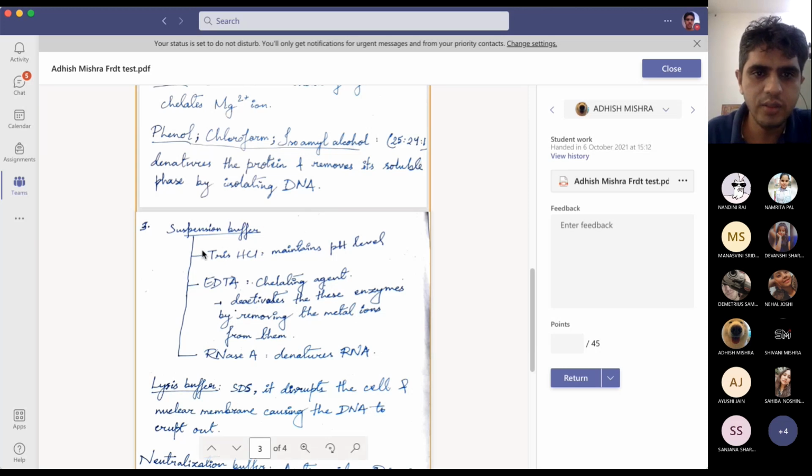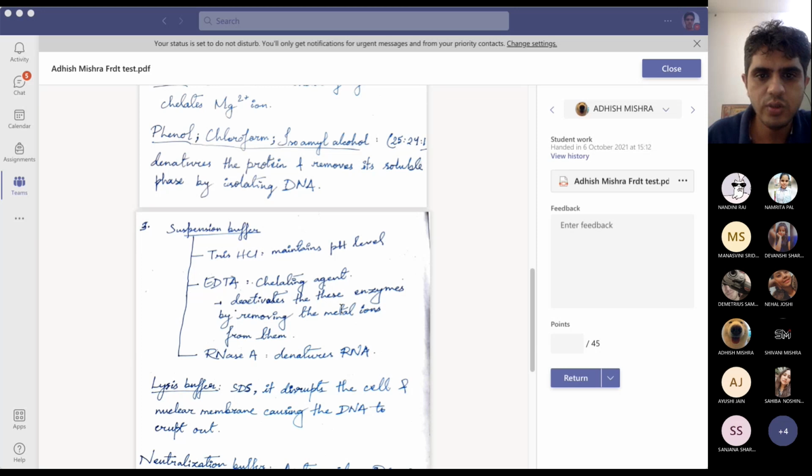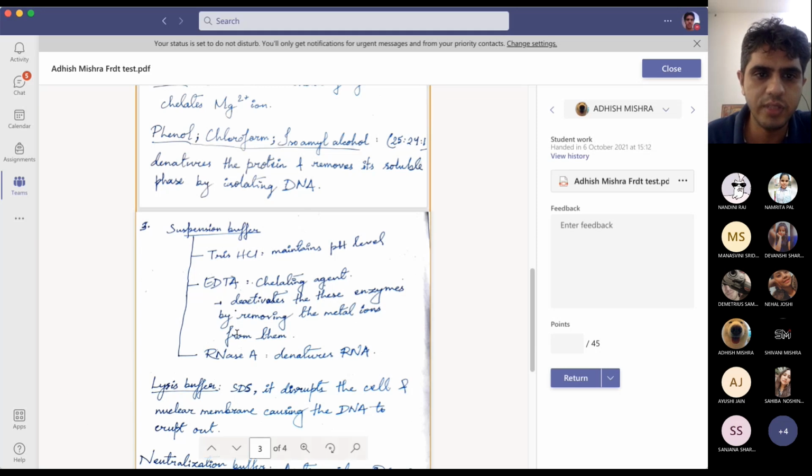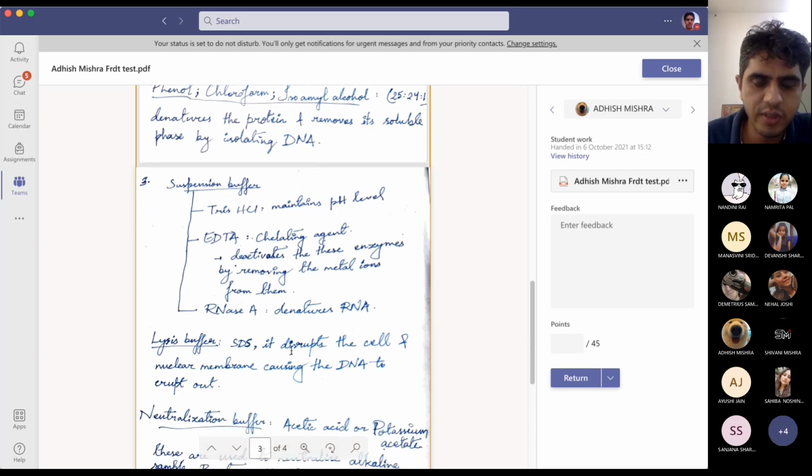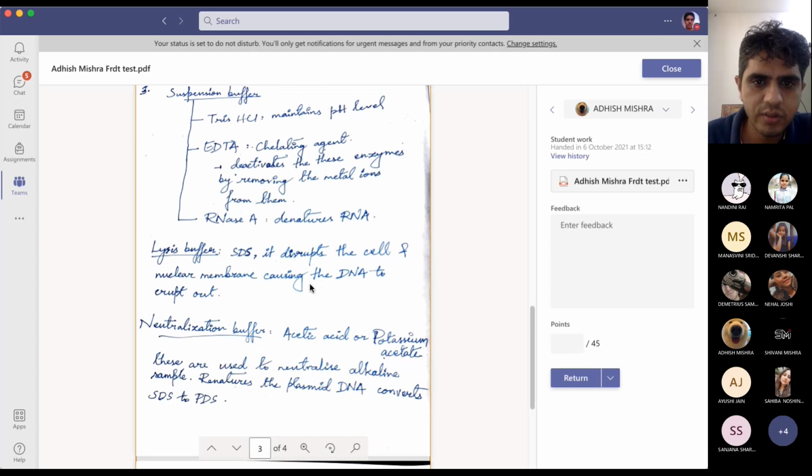Okay, so what is the third question? Question number 3 was: describe the role of different agents used in extraction of plasmid DNA. Suspension buffer: Tris-HCl maintains pH level, EDTA is a chelating agent, and the RNase is denaturing. That's right. Lysis buffer, SDS disrupts. What is the lysis buffer composition? It is not just SDS, it also contains NaOH, sodium hydroxide. So you have to describe the role of sodium hydroxide also.